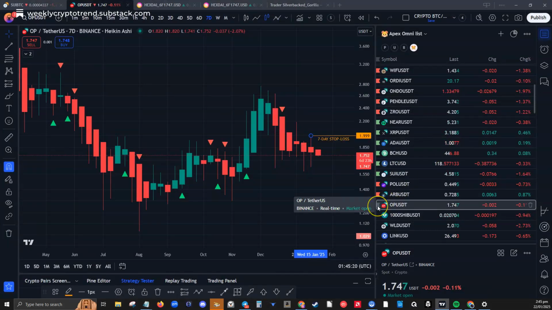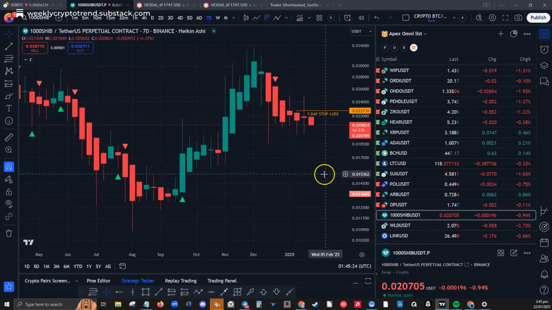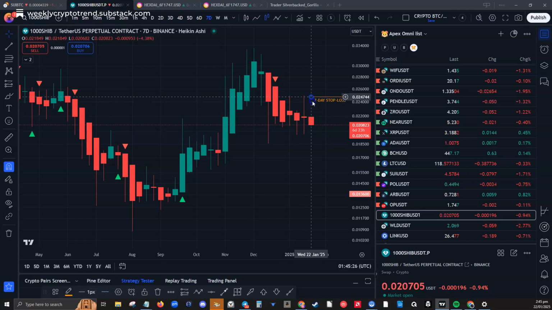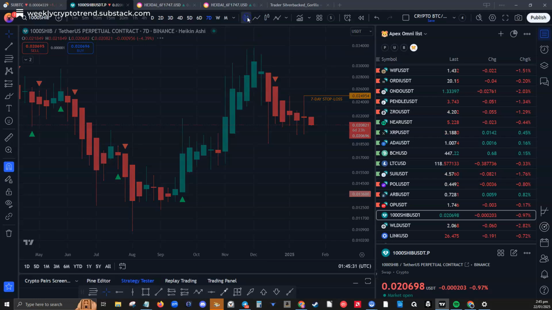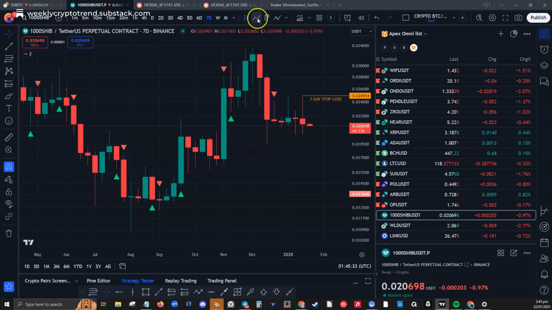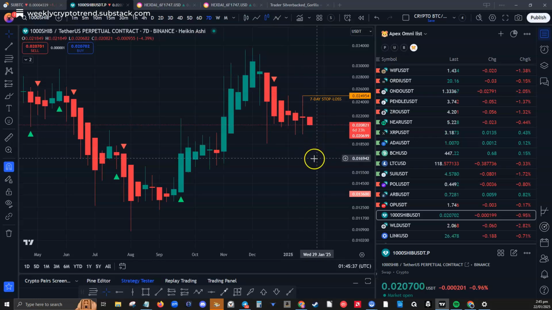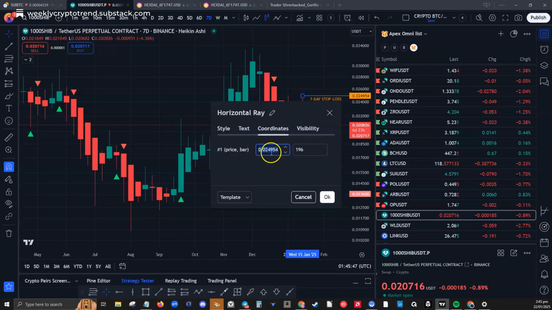So that's short. 1000 SHIB, again moving the stop loss a bit wider, but still keeping it short. Let me have a look at this price. That's really just tracking sideways, isn't it? But it's still within this red Heikin-Ashi downtrend. Let's grab the coordinates of that. Copy.